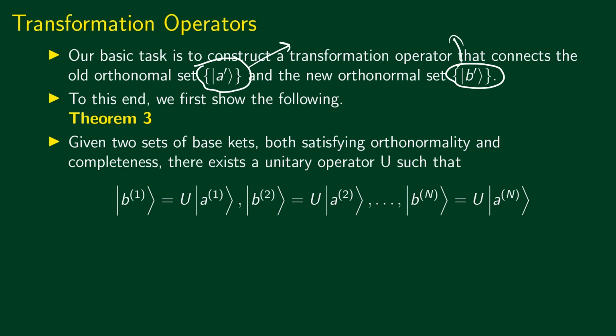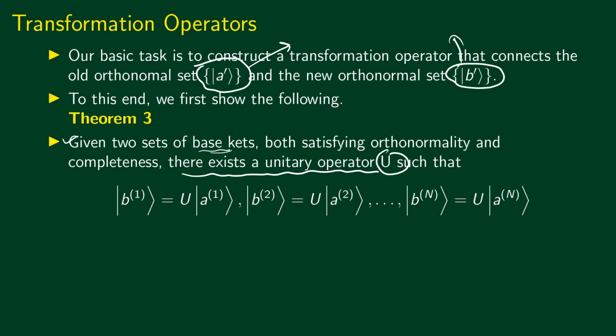Given two sets of base kets satisfying orthonormality and completeness, so we are talking about an orthonormal set of base kets which forms a complete set. If we talk about two sets of such base kets, then there exists a unitary operator U such that B1 can be written as U acting on A1, B2 can be written as U acting on A2, etc. So the theorem is that there exists a unitary operator that connects these base kets.